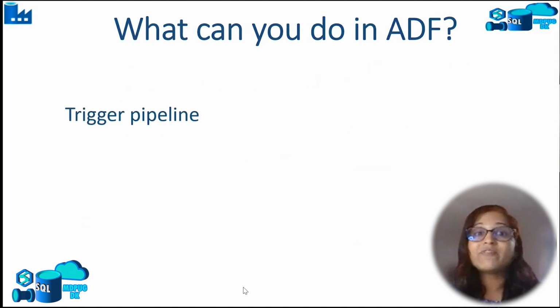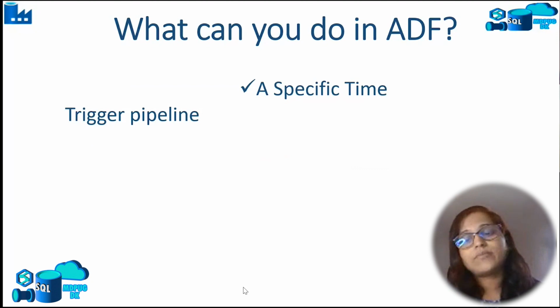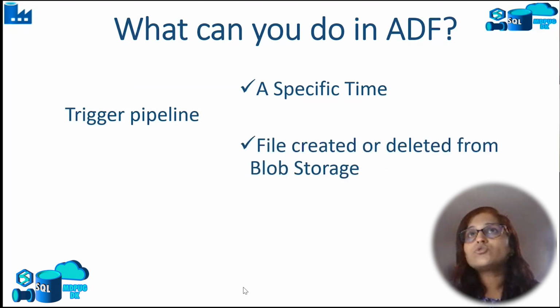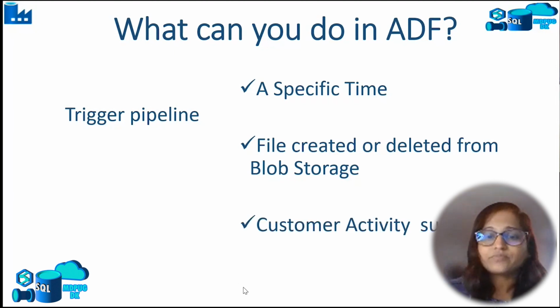So you can trigger your pipeline in various different ways. You can trigger based on a specific time, like for example 4 p.m. in the evening, or maybe 4 a.m. in the morning, or a specific day at a specific time. And when that time comes, your pipeline will execute automatically. Or you can use a storage event, for example a file created or deleted in your blob storage, and you would like to execute your pipeline, then you can use that as well.